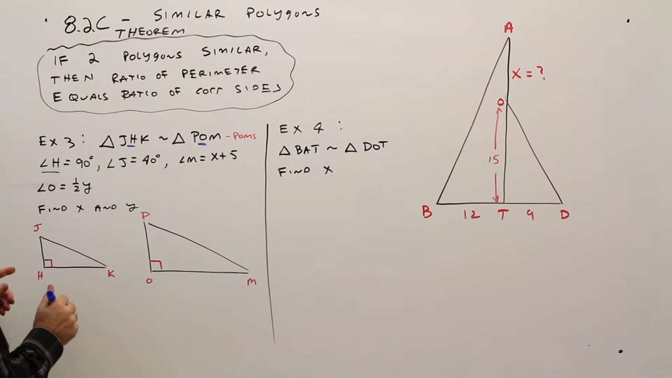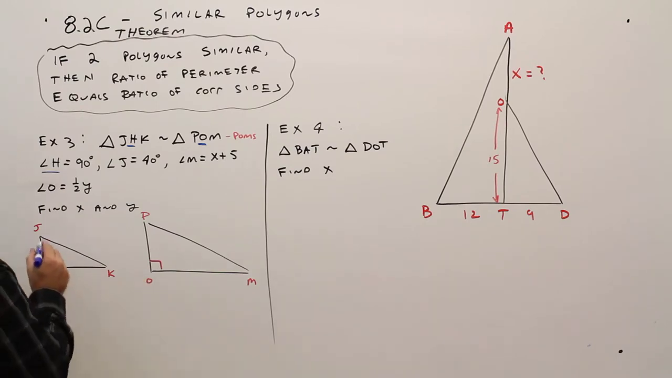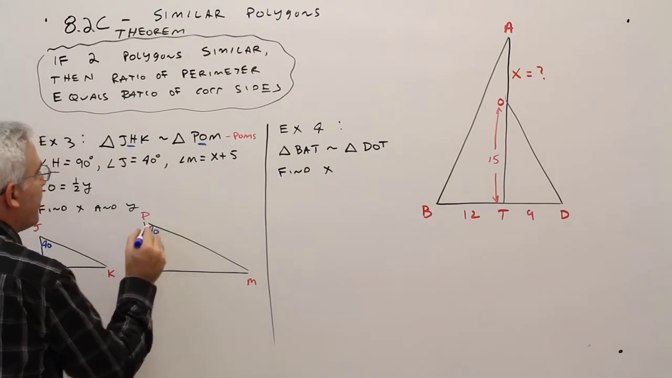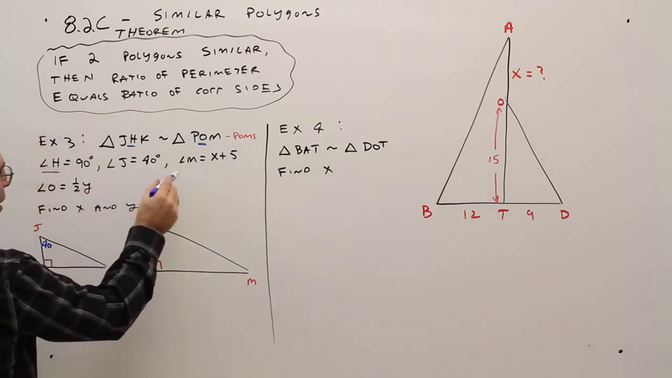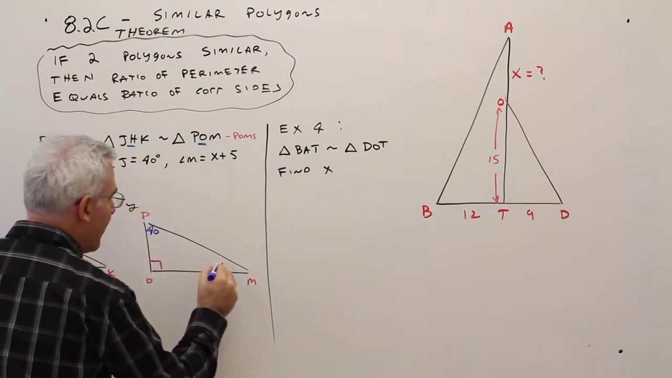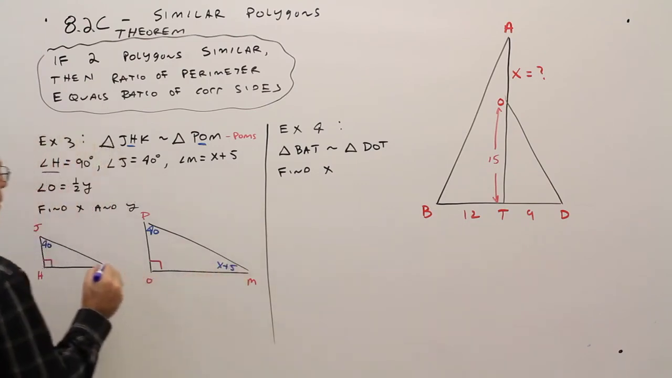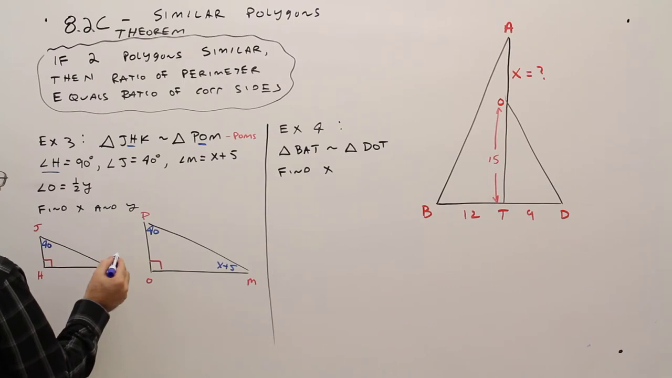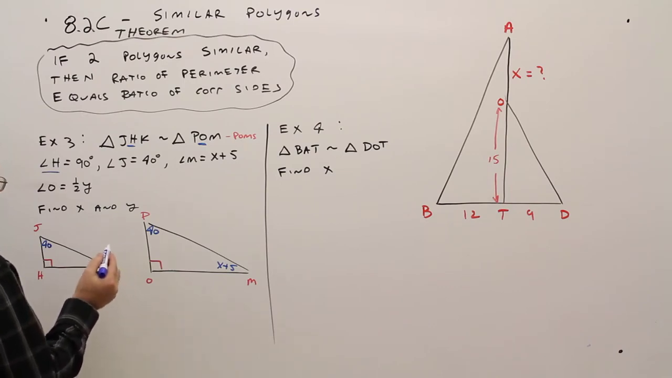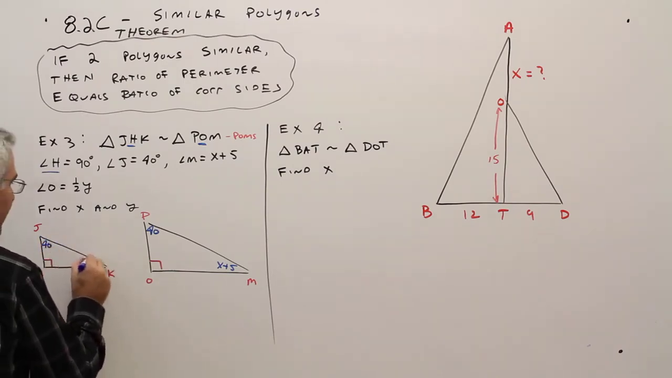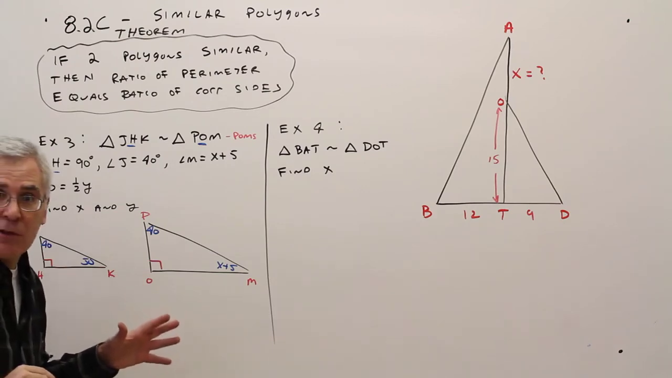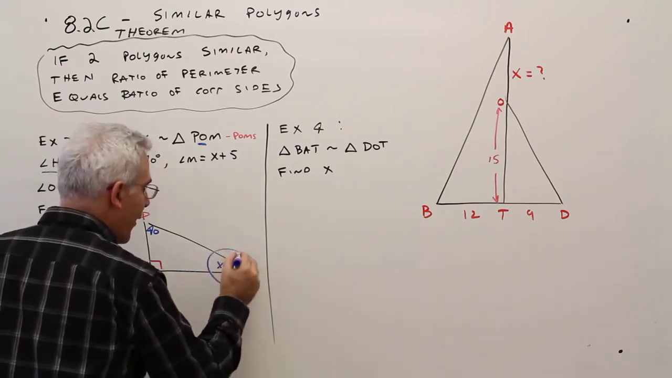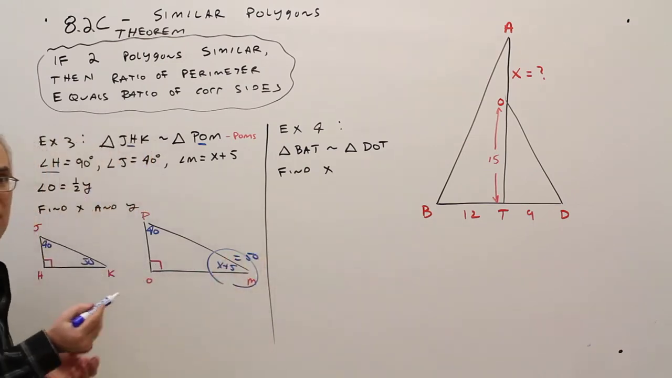So I'm going to write in what I've got. So 90 and 90, J is 40. If J is 40, then P is 40. M is X plus 5. Which means this is also X plus 5. O is 1/2 Y. All right, so if this is 40, then this is 50, because the angles have to sum 180. So if this is 50, then this is also 50. So I got an equation right there.